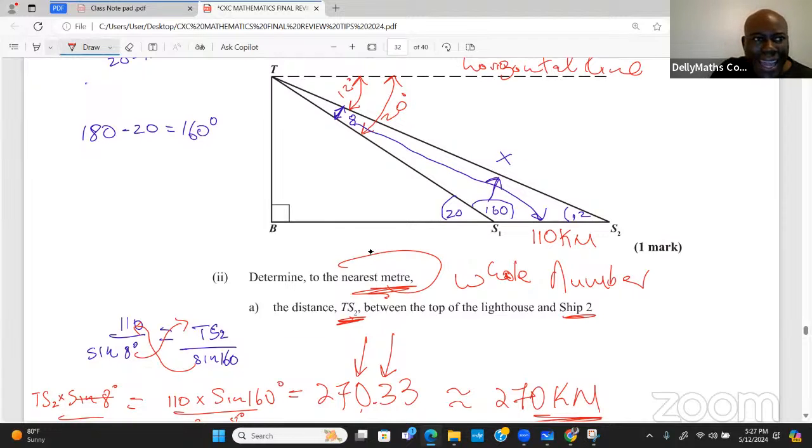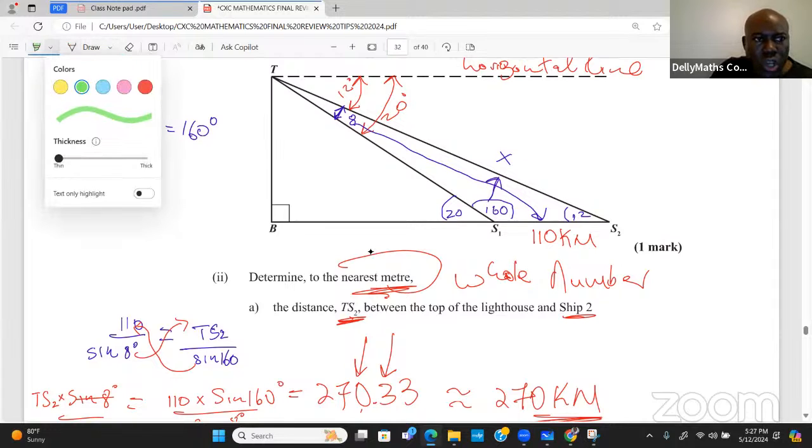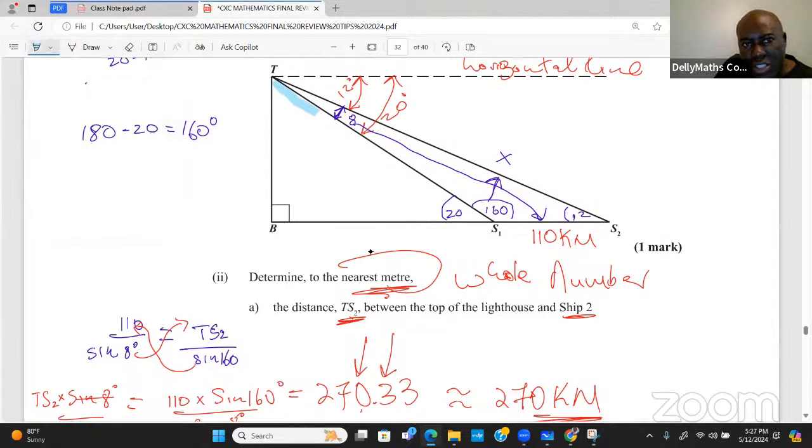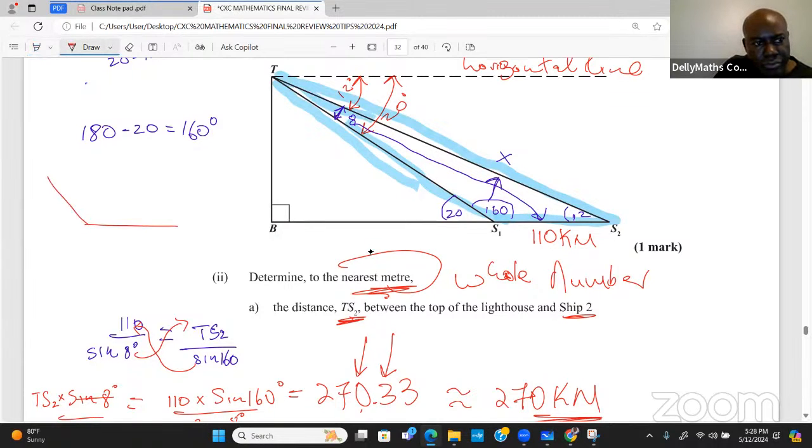So I'm just going to highlight the triangle that we used just now. We actually used this triangle to solve the problem. So if I drop it on the side for you to see, this is 8. This is 160. This is 110. We needed X.